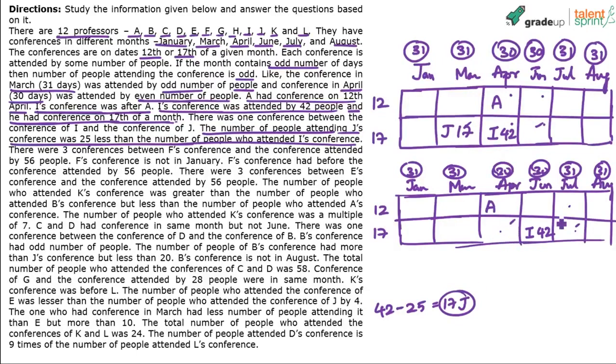So can J come in April? No. J has to come in July. So J comes here with 17 people. I hope you have followed this. We have found that J's conference was attended by 17 people.